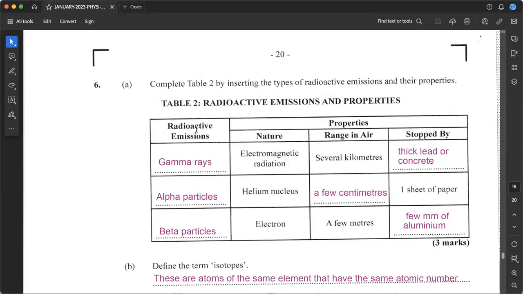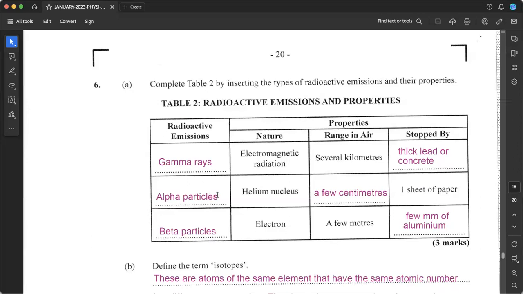Then we're supposed to fill in what the type of radioactive emission is that this represents and what it is stopped by. Based on just the nature of it and the range that it has in air, we know that it's a pretty energetic one, a high frequency one. And so that's gamma rays. We know that gamma rays are stopped by a thick piece of lead or concrete. So that's our first line filled out.